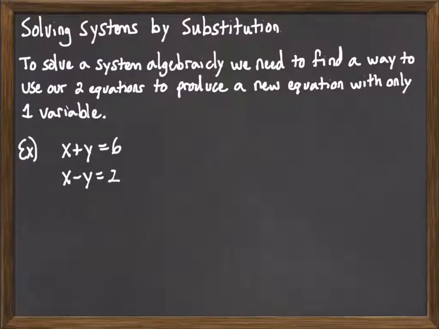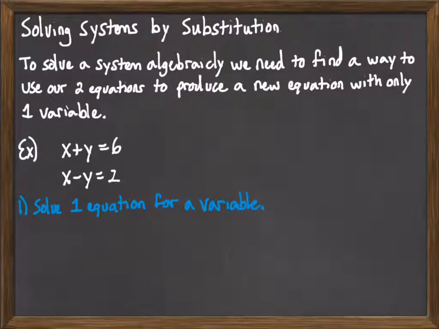So here's how substitution works. Step 1 is to solve one of the equations for a variable. Now you have two equations there. Each of those equations has two variables. So you potentially have four different things that you could do as you're deciding which variable to solve for.